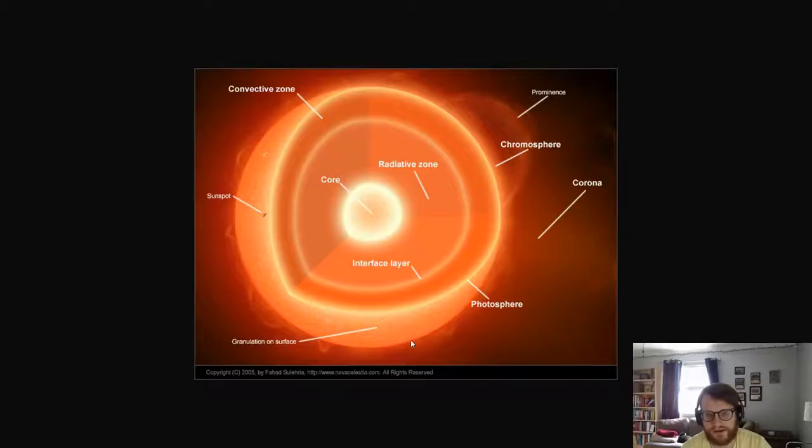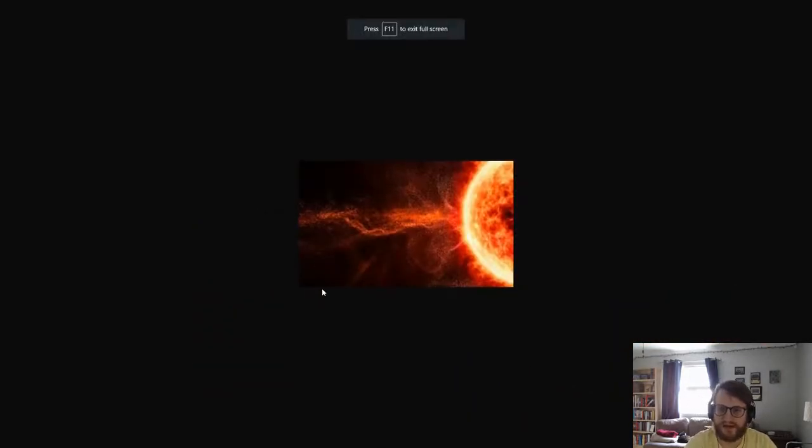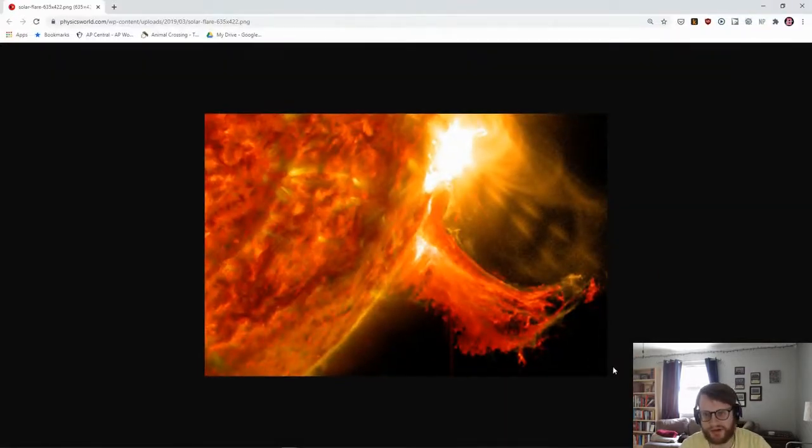Let's see if we can find a picture. Do we have solar flares on this picture? We do not. I need to find a solar flare. Let me see if I can find one real quick. So here's a solar flare. I don't know if this is a real solar flare or just a representation of one, but we can kind of see it occurring there. It's kind of just shooting out a bunch of energy into space.